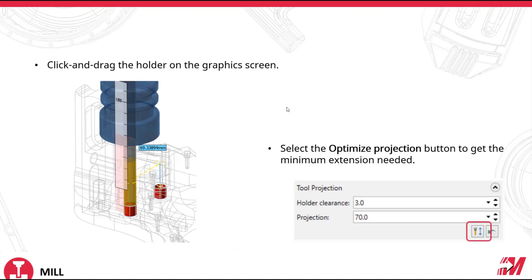You can click and drag the holder on the graphic screen to set your projection of your tool. It'll also show you where the collisions are if you turn wireframe on. So we have an option to show collisions. And then we also have an option there called optimize projection, which will automatically set the projection as low as it can without colliding with the solid model on the screen. Take a look at this one. This one is one I really like.